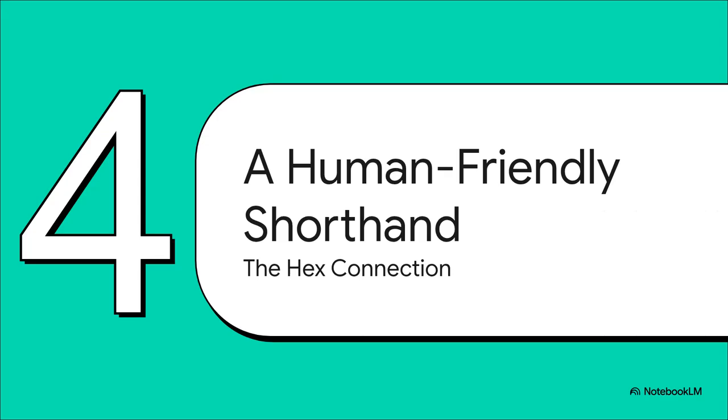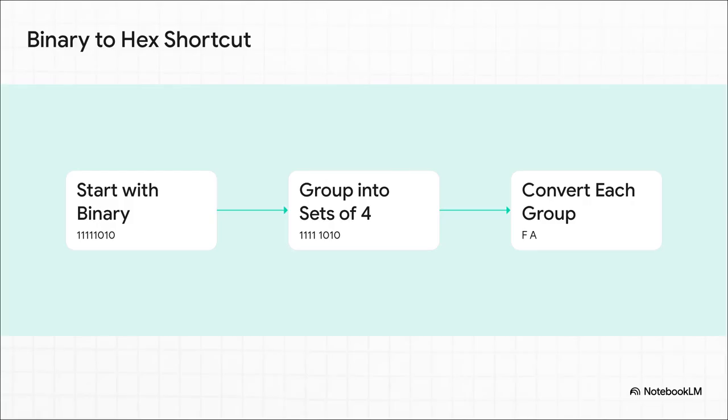So how does that even work? How is it such a good shorthand? Let's check out the brilliantly simple connection between hex and binary that makes it all possible. Okay, here's the trick, and it's so clever. You just take any binary string and you chop it up into little groups of 4. So that first group, 1, 1, 1, 1, just converts to the hex digit F. The second group, 1, 0, 1, 0, becomes A, and boom, that long, ugly binary string becomes the short and sweet FA. It really is that easy.